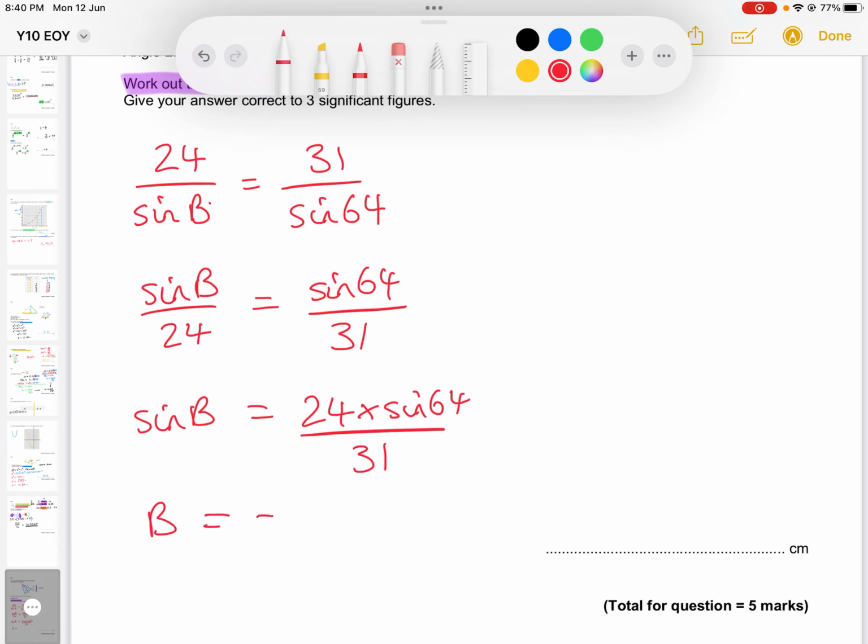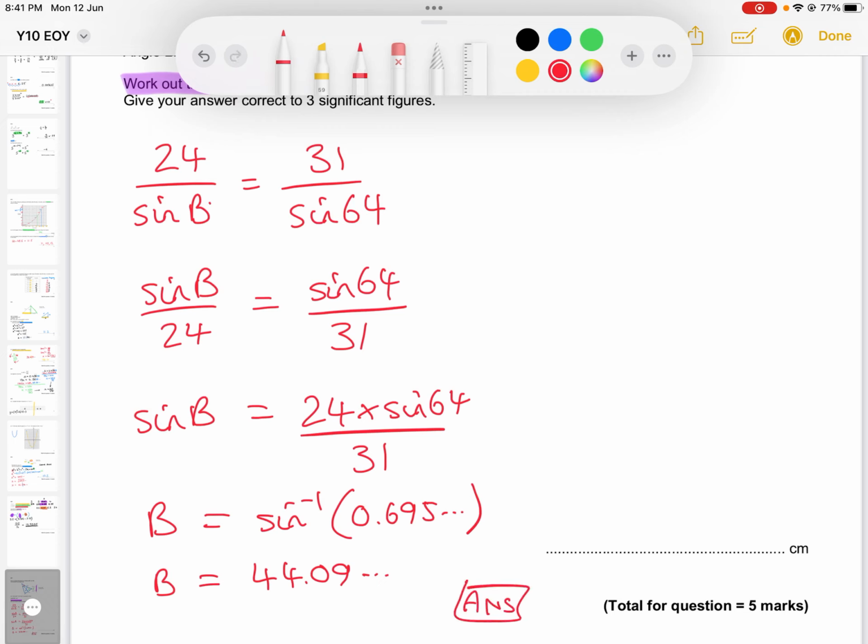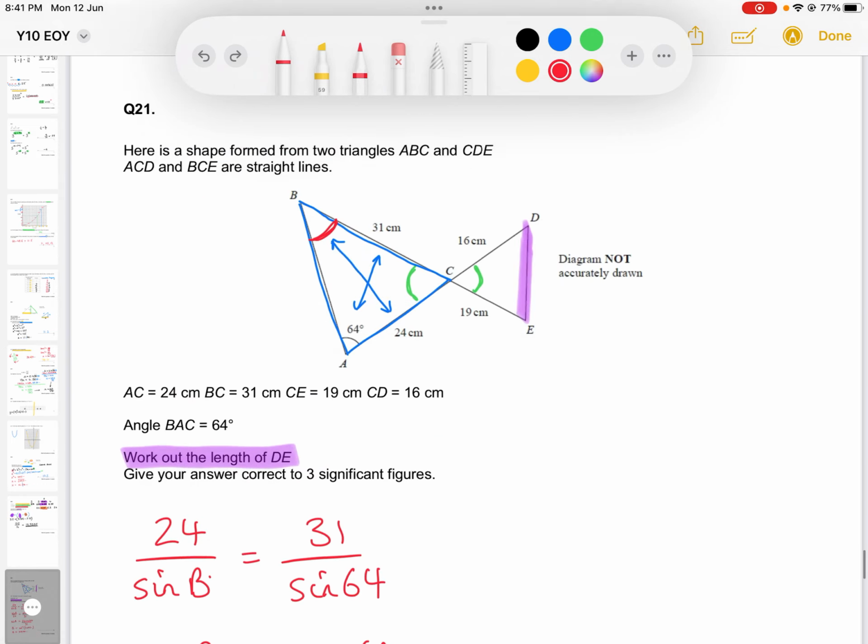In order to get B, we're going to do the inverse sine of this, which I have typed in the calculator: 0.695... Use the answer button always, so when we do shift sine of our answer, we get 44.09... Never round. We're in the middle of a question, so I'm always going to be using the ANS button. Don't write ANS on the page, but use it when you're doing these calculations. The calculator has remembered this number as it stands. That is the red angle.